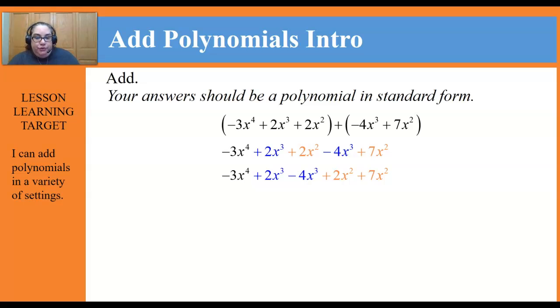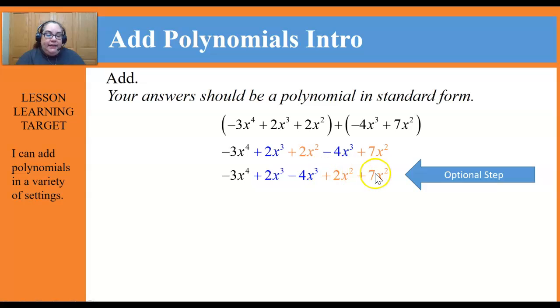Now, you can choose to rewrite your terms so that they are closer together. Something to be careful of is that this is like a negative 4x to the third. So make sure that you're paying attention to those operations. Now, when you are rewriting them, this is not something I would expect you to do on a quiz. This is just an optional step. If it helps you keep things clear, then include it. Otherwise, don't worry about it. But if you choose to put your like terms close together, that's fine.